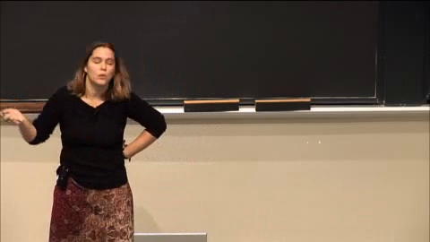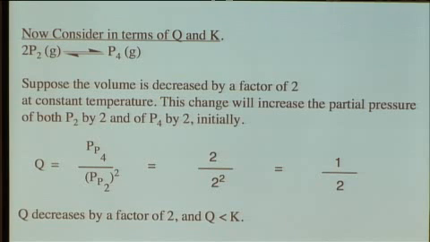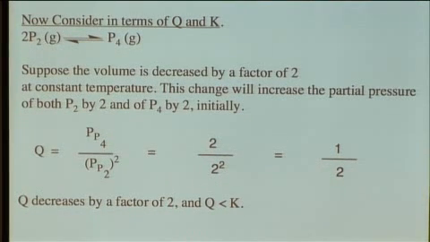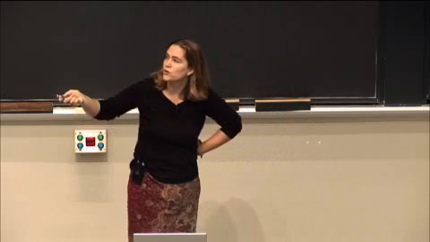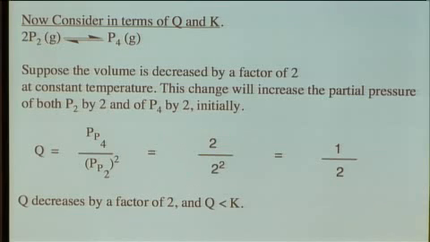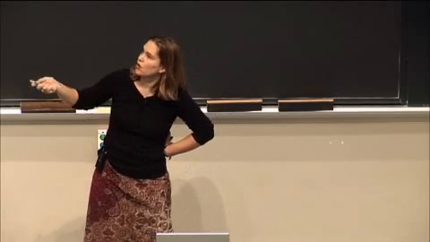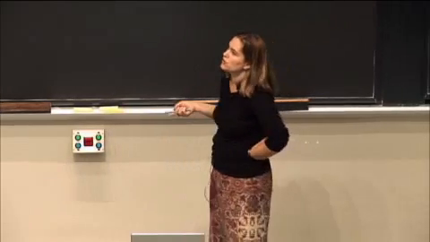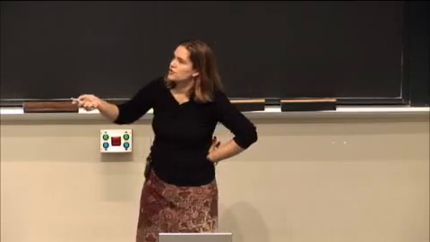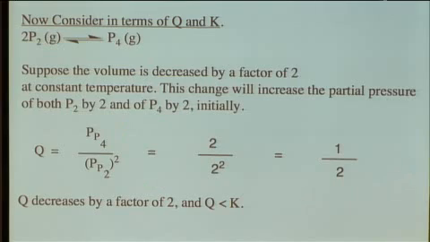So let's look at our equation for Q, the reaction quotient. We have partial pressure of products over the partial pressures of the reactants raised to the coefficients of the equation. So initially, you're going to increase the partial pressure of both gases by 2, the product by 2, the reactant by 2, but here it's 2 squared. So overall, Q becomes a half. So Q decreases by a factor of 2, and so Q becomes less than K.